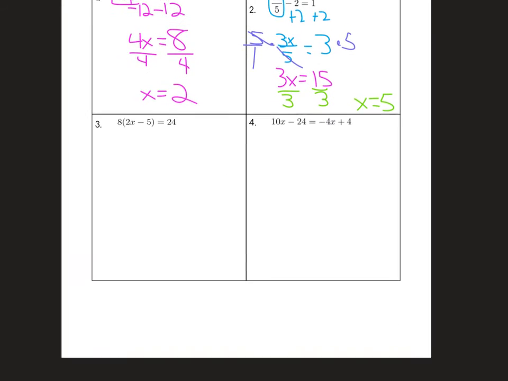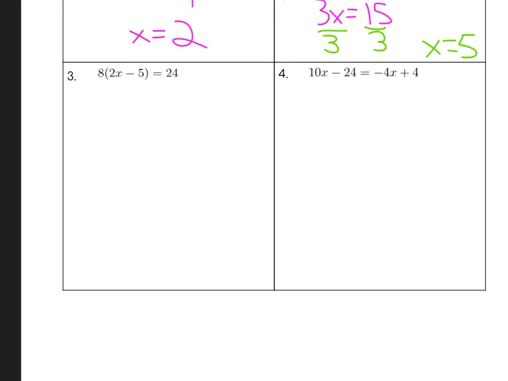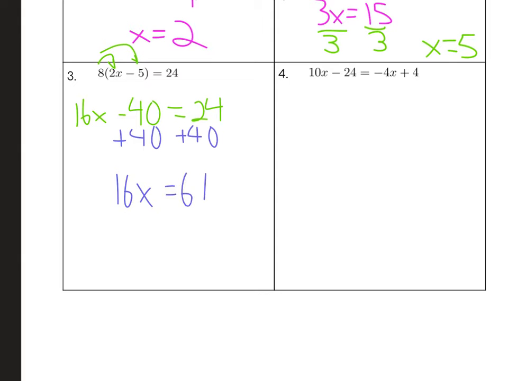Alrighty, for the next one. For many of us, the first move is going to be to distribute. So that's going to be 16x minus 40 equals 24. The minus 40 is the thing I want to move, so I'm going to add 40 to both sides. Make sure you do it to both sides. That's going to be 16x equals 64.